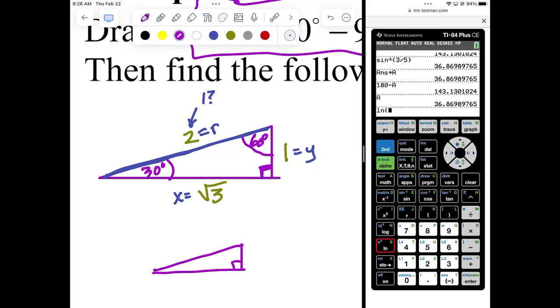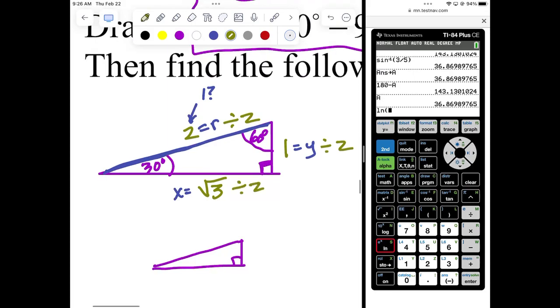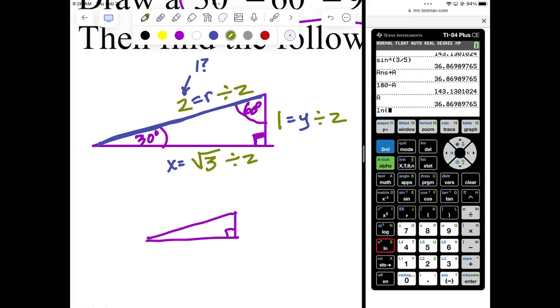In other words, if you want to think about it this way, I'm going to divide all 3 sides by 2. That works, right? It's like multiplying by 1/2. So let's do the hypotenuse first. What's 2 divided by 2? 1. That's going to fit nicely on my unit circle now, because my radius is 1.